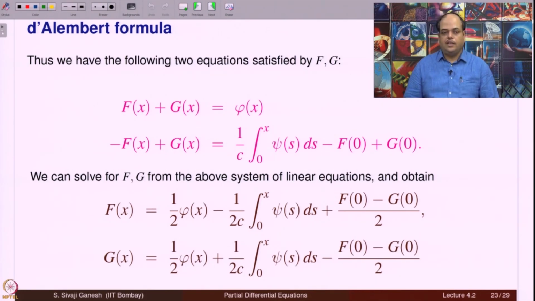Now we take these expressions for f and g and substitute in the solution u, which is given in terms of f and g.